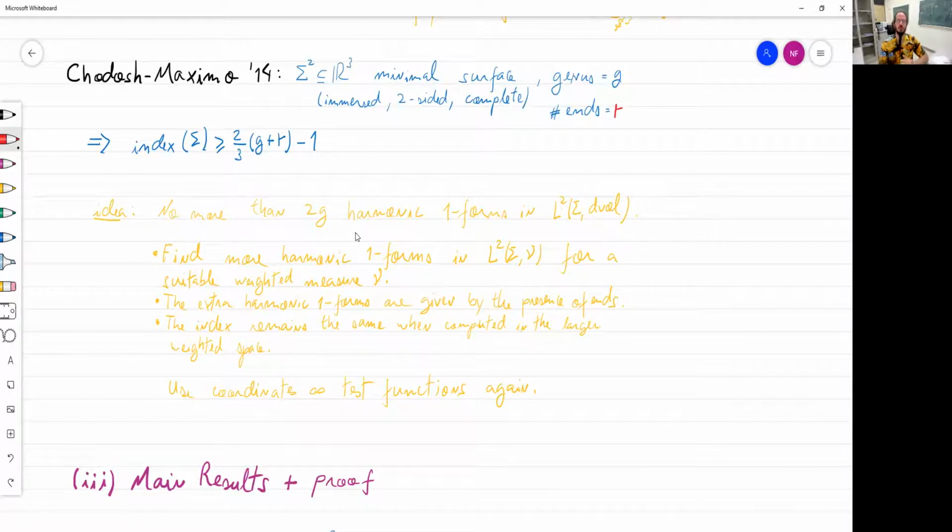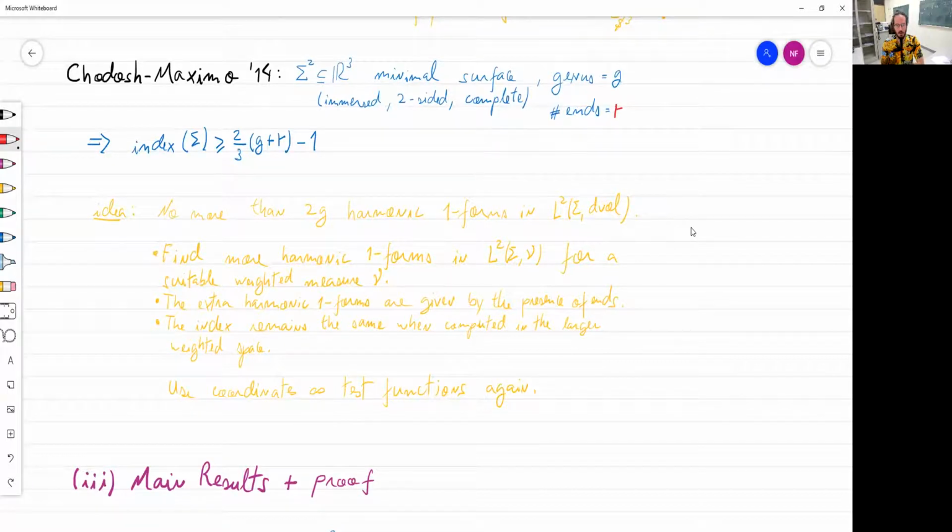So it's Fisher-Colbrie's theorem for a certain weighted measure that they choose appropriately. The index, so the number of negative eigenvalues, remains the same. So you have more test functions, but the index is the same, right? So they use these extra harmonic one forms to produce more test functions that end up being negative directions. Okay. Sorry, the coordinates of the harmonic one forms, the test functions.